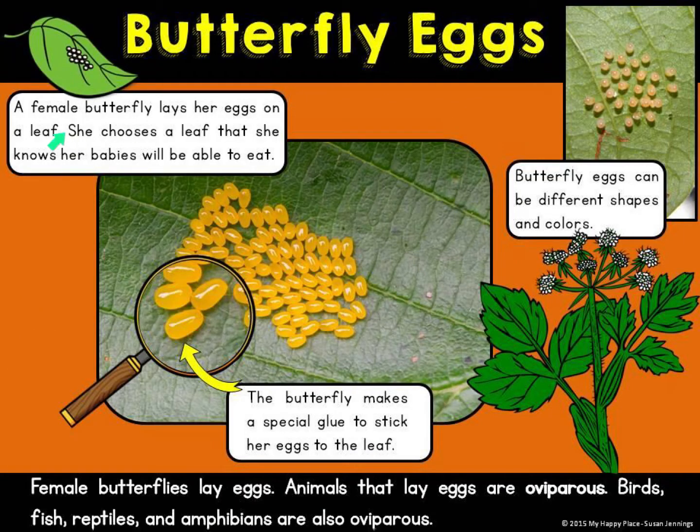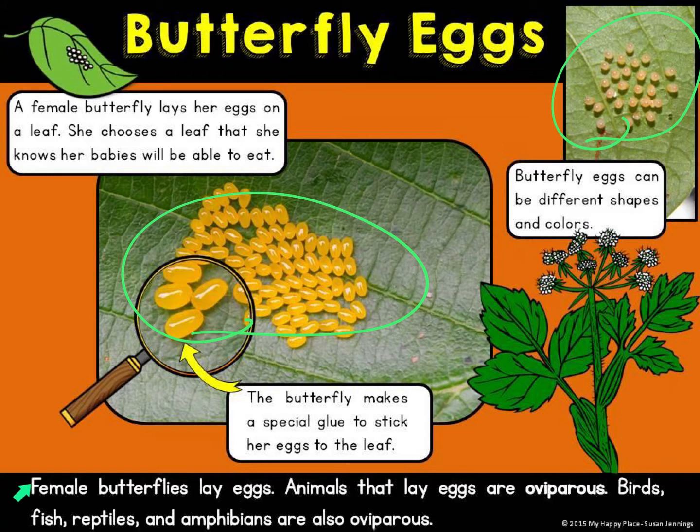Butterfly eggs. A female butterfly lays her eggs on a leaf. She chooses a leaf that she knows her babies will be able to eat. Butterfly eggs can be different shapes and colors. Oh, look at that. I didn't know that. Look at how different they look. I wonder if it's depending on the kind of butterfly. The butterfly makes a special glue to stick her eggs to the leaf. I think I've seen some butterfly eggs on leaves before, and they are really sticky.